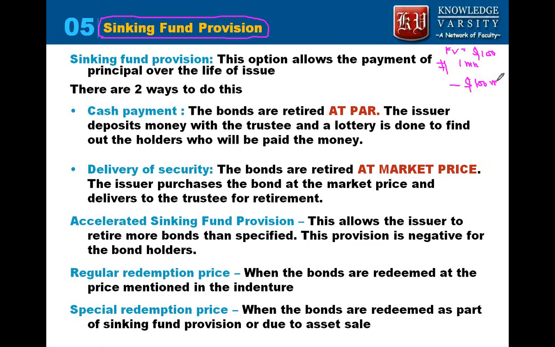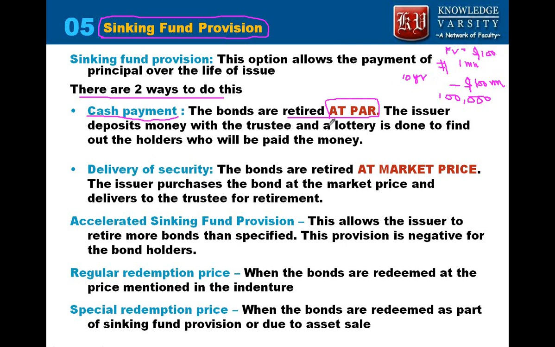It can specify in the indenture that every year it will repay 10% of the bonds, or 100,000 of the bonds, to the investors. So at the end of 10 years, let's say if it's a 10-year bond, he has paid back all the bonds. There are two ways to do this. He can directly pay back the investor cash. When the cash payment is done, the bonds are retired at par, that is, the investors are paid the par value. So investors are paid $100.